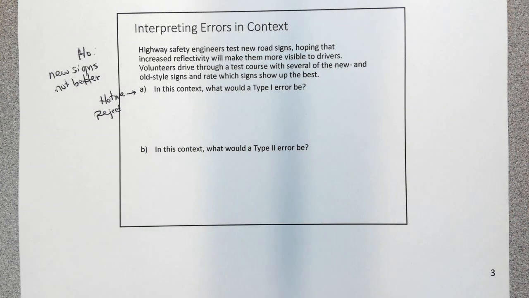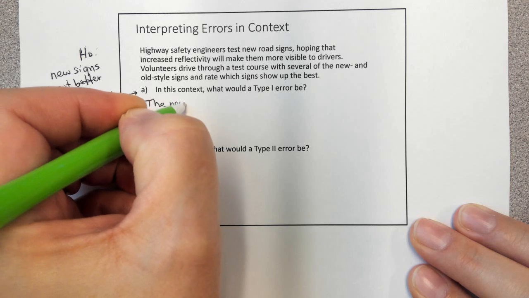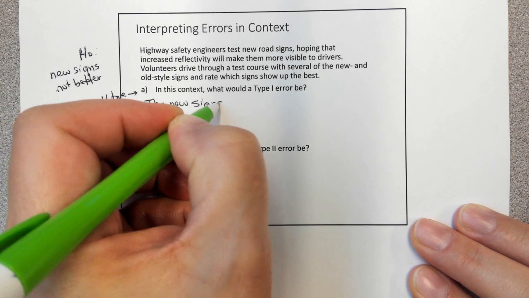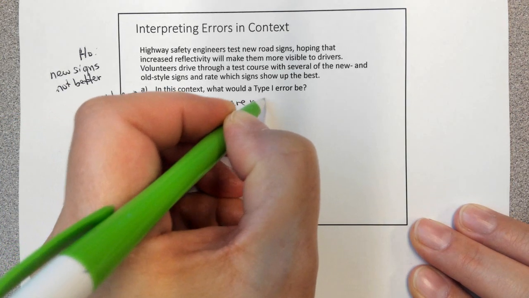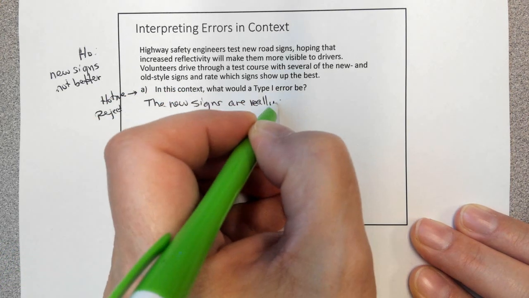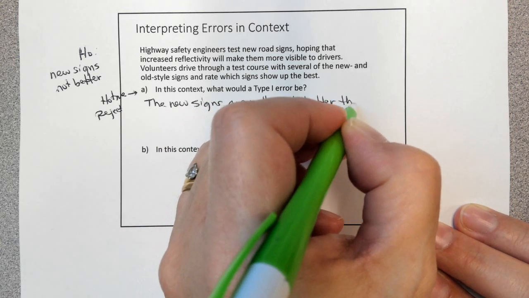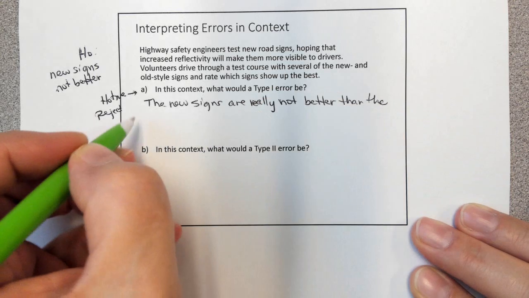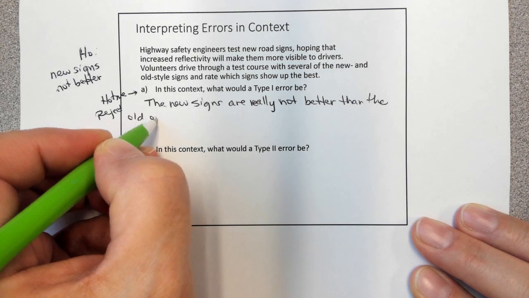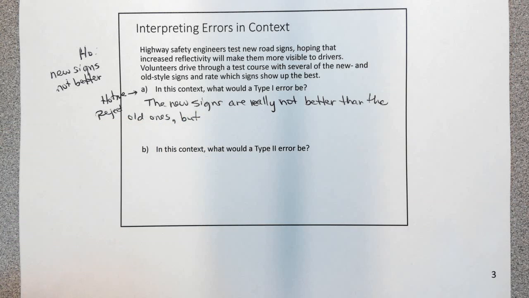So for H naught to be true means that the new signs are really not better. That's the truth. So let's start with what's the truth. The new signs are really, so this is reality, this is truth, really not, that's the word really, even though it doesn't look like it, not better than the old ones, but, so truth and then decision.